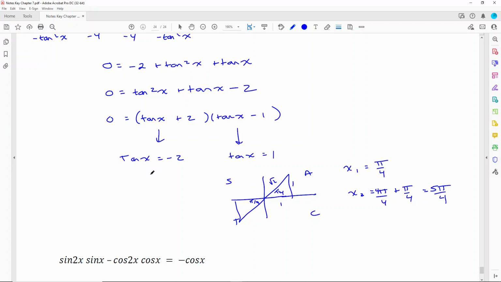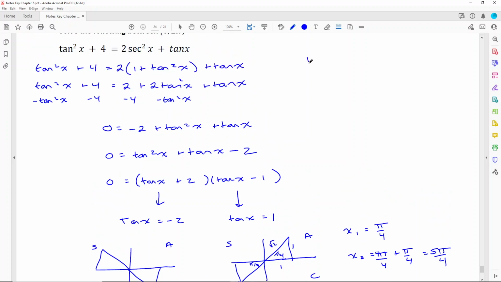Then I have to move on to where tan x equals negative 2. So tan x equals negative 2 is not one of my special triangles, so I'm going to be using my graph or my calculator to solve, but I want to look ahead to where my 2 solutions are. Tan is negative in quadrant 2 and quadrant 4. So what I want to be able to do is solve this with a calculator.